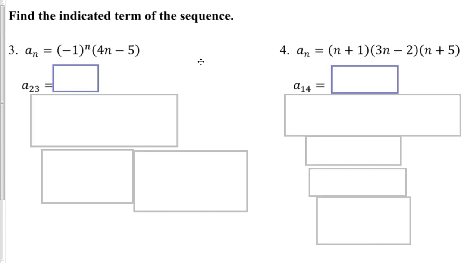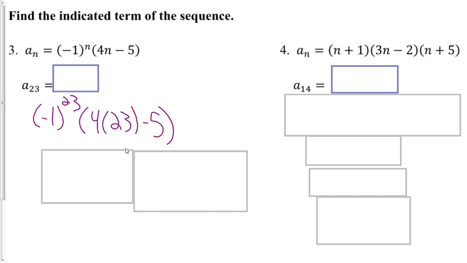Next, find the indicated term of the sequence. So again, given this explicit formula, they want the 23rd term. So we're plugging 23 in for all n's. So 23 here, 23 here. So negative 1 to the 23 times 4 times 23, pardon me, minus 5.